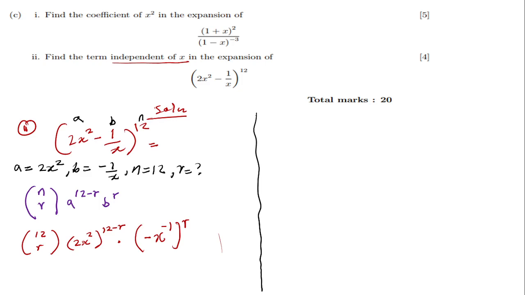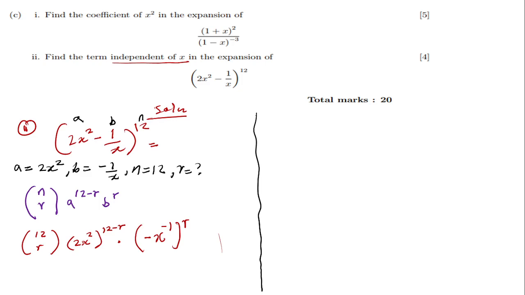So you can say 12 combination r, and then 2, since these are multiplication and their power, 12 minus r, and then x can be alone: x squared to the power 12 minus r, and then dot, -1 alone to the power r, and then x to the power 1 times r.